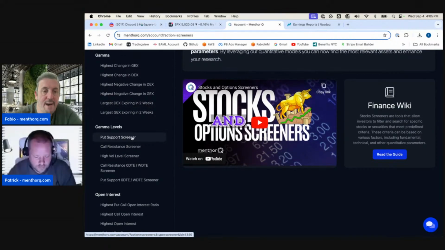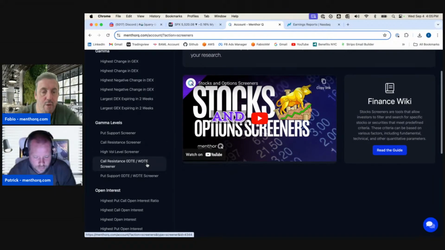But then we also have our gamma levels. A lot of our users ask me, okay, I would love to receive a list of companies that are approaching the put support level, because I really like that level and base my trading on it, or I like the call resistance or high vol level. We have those there, and we're going to go into details about all of them.